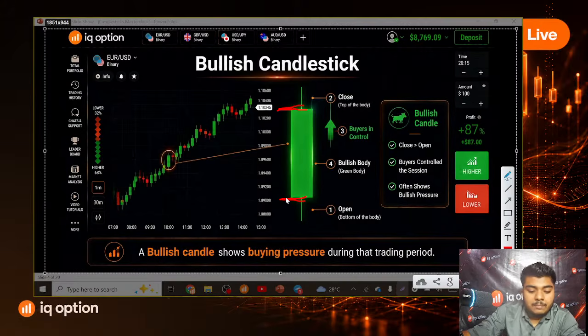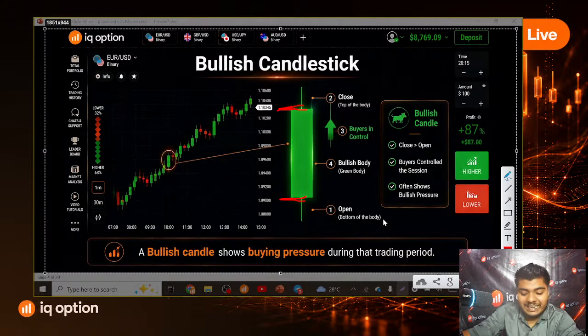This tells us that the buyers were stronger than the sellers during that period. That's why they pushed the price in the upward direction, because buyers were strong. As we can see on this chart, the price opened here and closed at the highest level. So the price moved up, and during that session the buyers finished in control. So that's how it happens. When buyers are in control, they make bullish candles, and the closing price is higher than the opening price. This is a very basic thing to understand about a bullish candlestick.